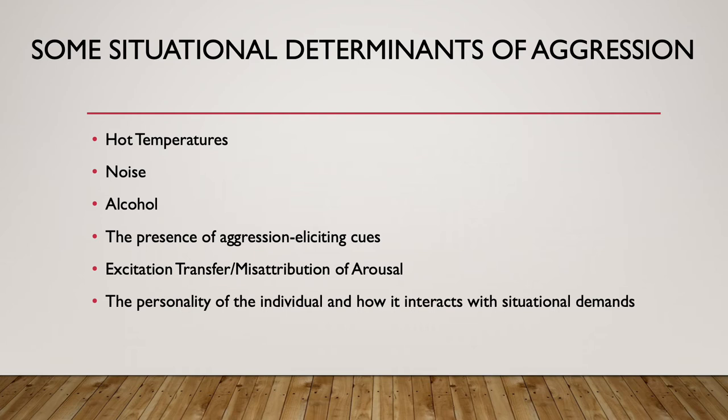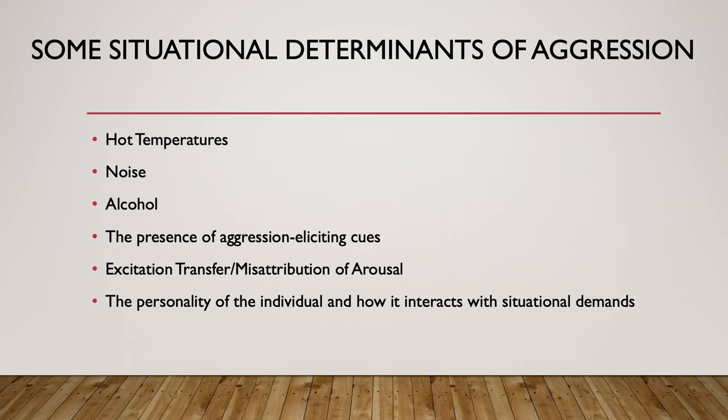There are two different types of studies done to test this. In laboratory studies, they typically bring people into the laboratory. They give them an opportunity to behave aggressively toward another person, often by delivering electric shock or loud bursts of noise to another subject in the experiment. And the independent variable is the temperature of the room in which the subject is located.